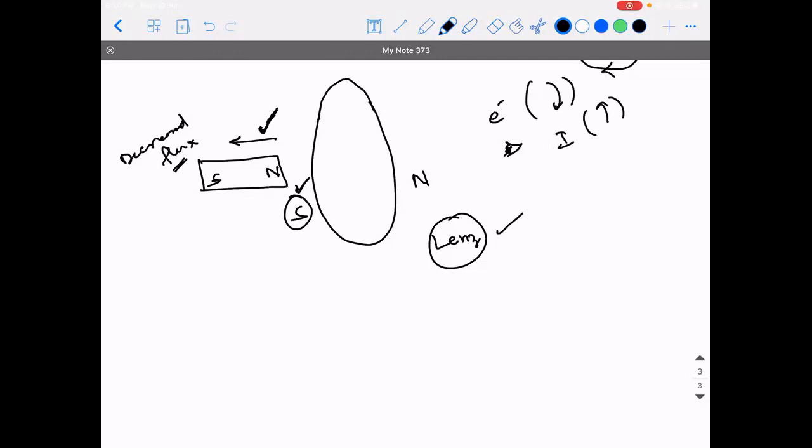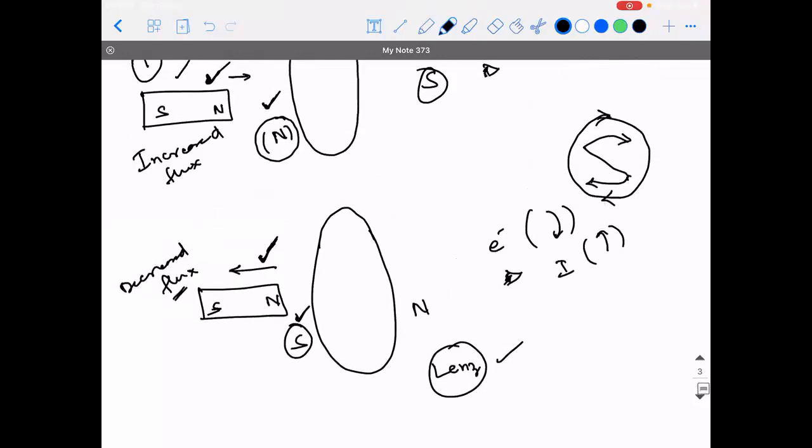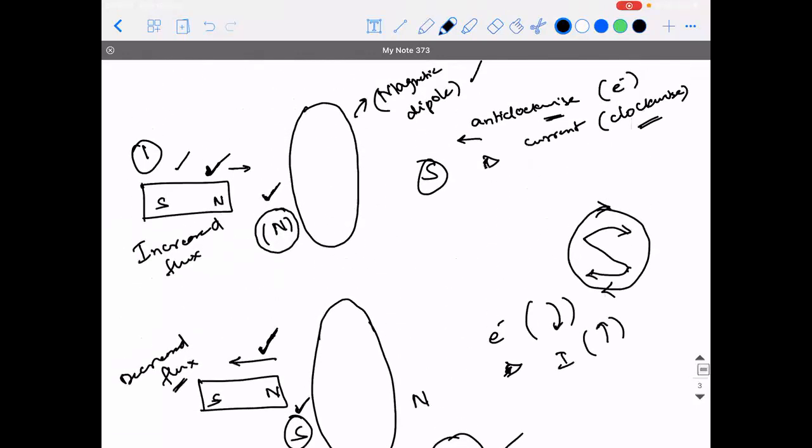Based on this Lenz's law, you will be asked to solve many problems, and your job will be to find which polarity is positive and which is negative, and all those things. This is where people get confused. I'll give you a simple logic.